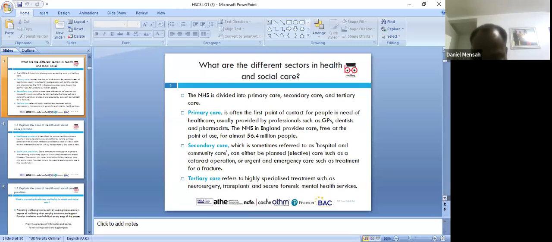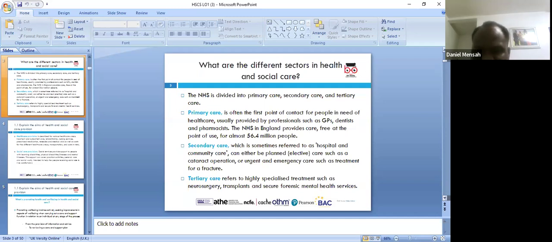The primary care is the first point of contact where people who are in need in the healthcare sector are usually provided for by professionals such as the GPs that we know, the dentists, the pharmacists. NHS England, which the new Labour government is proposing to change into the healthcare services. I'm sure many of you have heard about it, haven't you? So they're trying to scrap the name back to its original name, which is healthcare services. It provides care free at point of service.